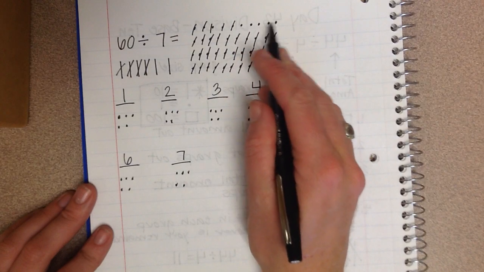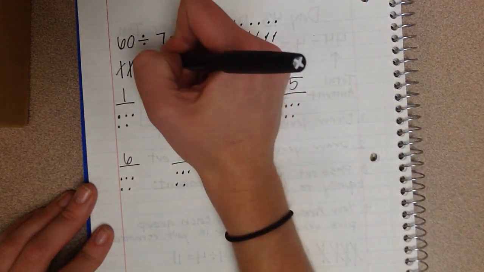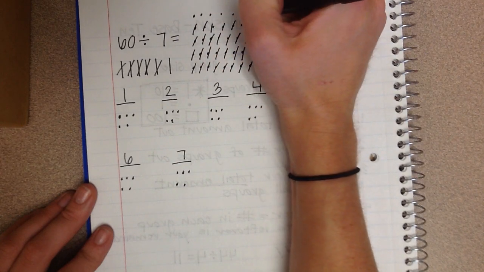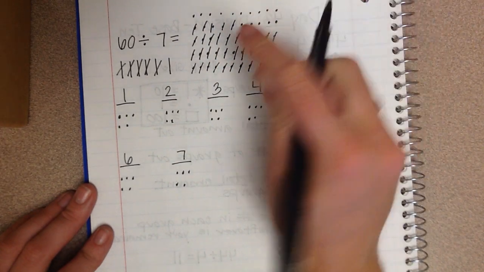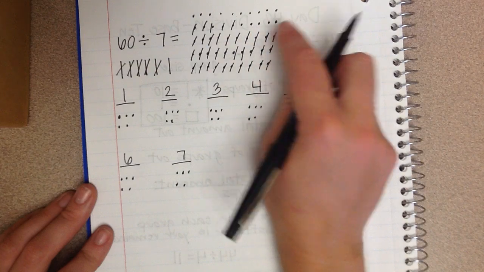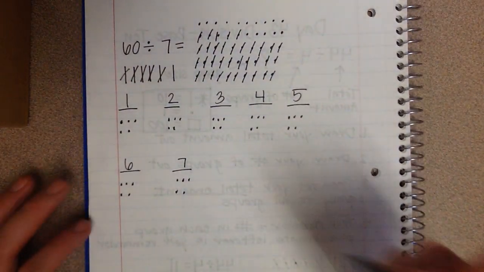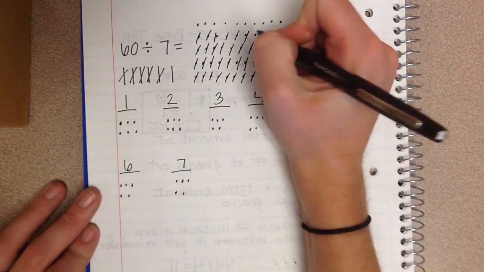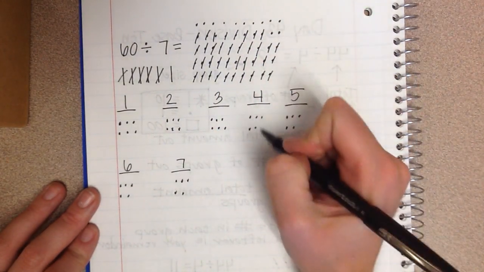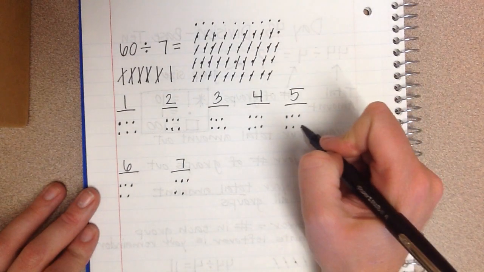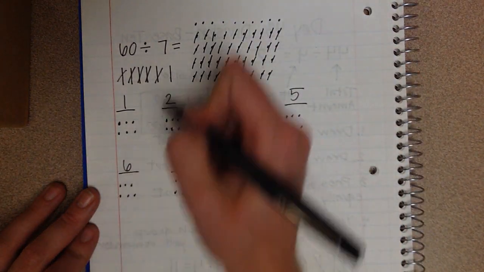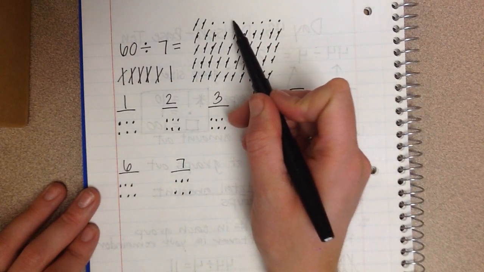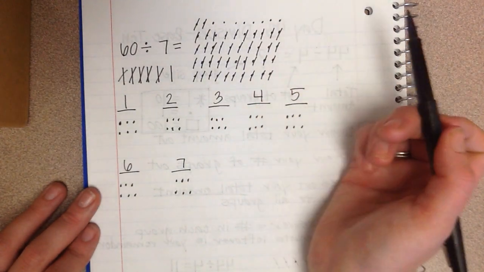1, 2, 3, 4, 5. That's not enough. So I'm going to break this. 1, 2, 3, 4, 5, 6, 7, 8, 9, 10. Now I have 1, 2, 3, 4, 5 plus 10 more, 15. That's enough. Now I have 1, 2, 3, 4, 5, 6, 7, 8. That's enough.